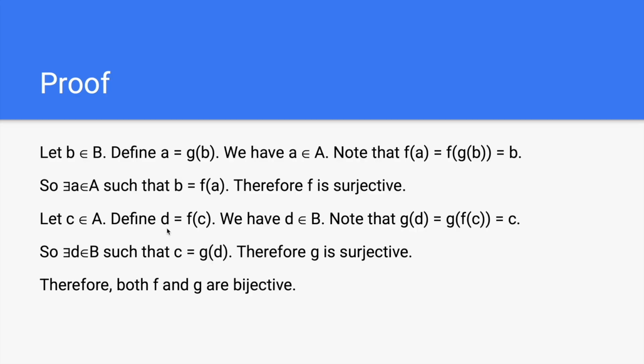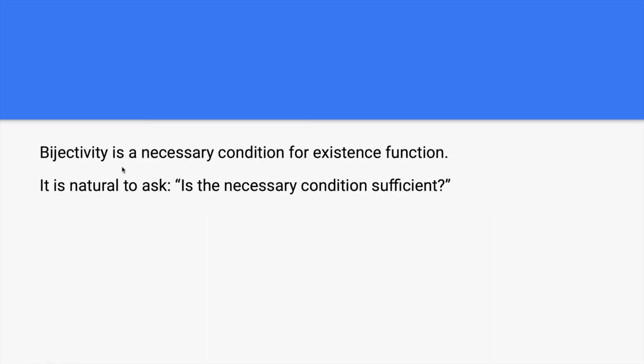Let c belong to A. We define d equals f of c. We have d belongs to B. Note that g of d equals g of f of c equals c. So there exists d belongs to B such that c is equal to g of d. Therefore, g is surjective. Therefore, both f and g are bijective. Bijectivity is a necessary condition for existence of an inverse function.